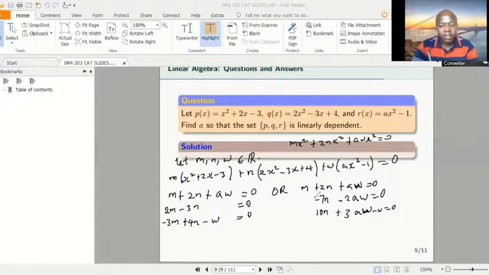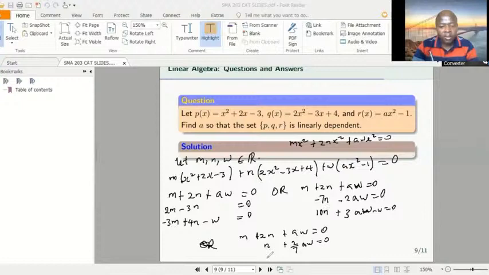Now, I want to use this. First of all, I want to make it 1. To make my work easy, I want to make it 1. So the first equation remains what it is. The second equation is the one I want to create a 1 in. So divide the entire equation by negative 7 to get n, 1n, and plus 2 over 7 aw equals 0.